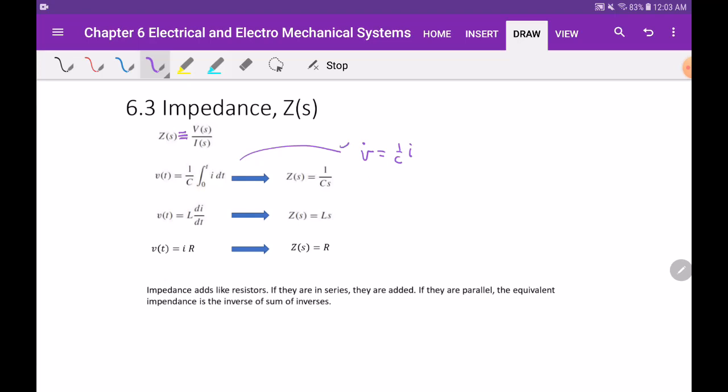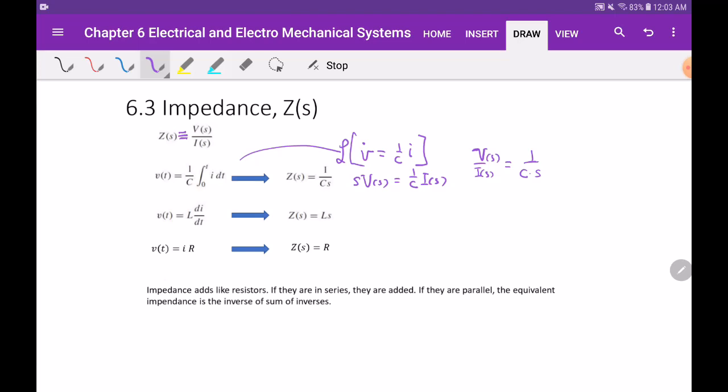If you take a Laplace transform, you'll have S times V in the S domain equals 1 over C times I in the S domain. So now find the ratio of V over I, then you'll have 1 over C times S. Usually C will be given, it's a capacitance, and S is just not a number. It's a Laplace variable. So the impedance of the capacitor is 1 over Cs.